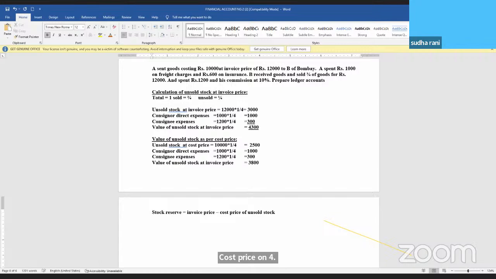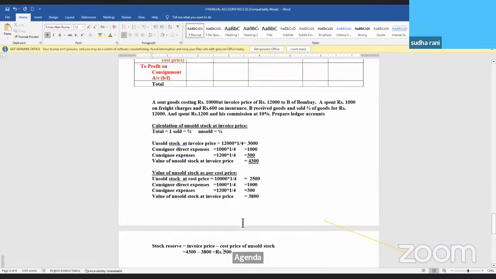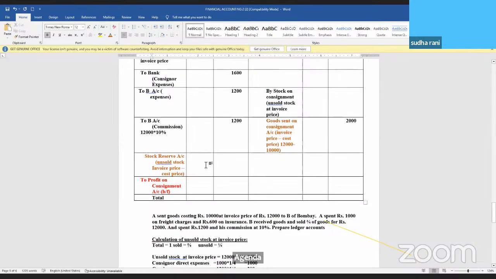So invoice price ఎంత? 4,300 minus 3,800 equals to ఎంతండి? 500 వచ్చిందా? ఓకే, సో ఇప్పుడు ఫిల్ చేయడమే కదా. స్టాక్ రిజర్వ్ ఎంత వచ్చింది 500.